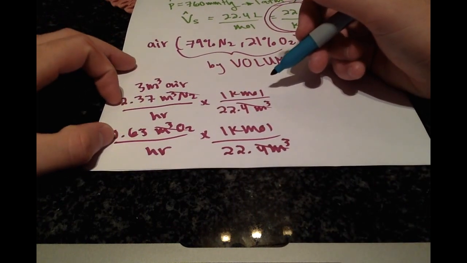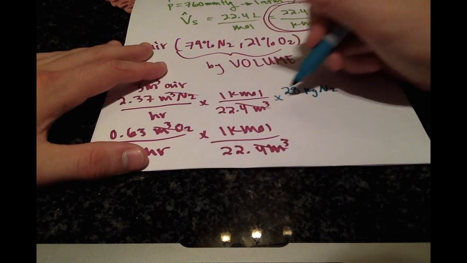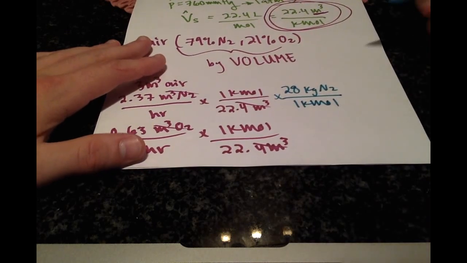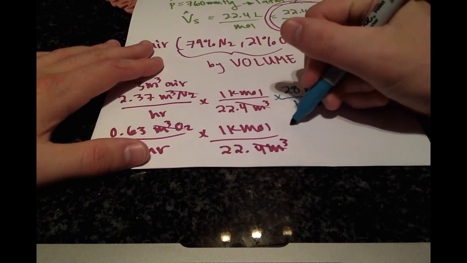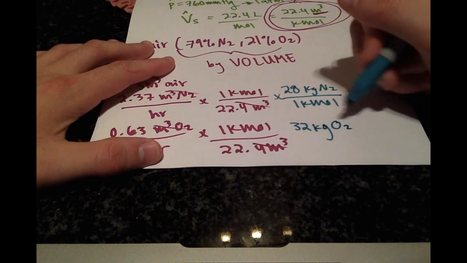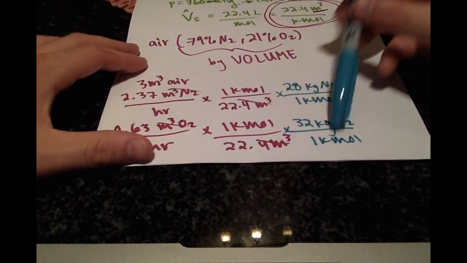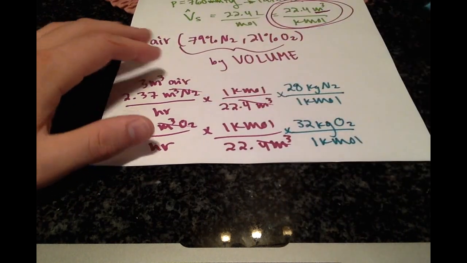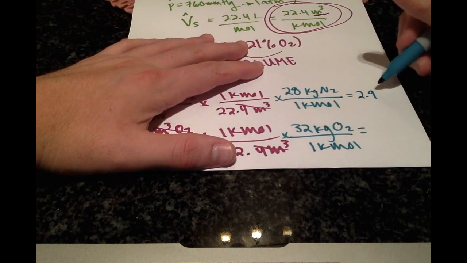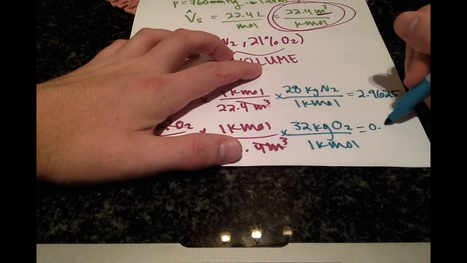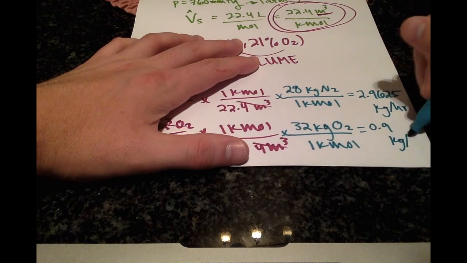Alright, so the reason we had to split this air up is this step right here. The molar mass of N2 is 28 kilograms per 1 kilomole, and for oxygen it's 32 kilograms of O2 per 1 kilomole. So I put this in a different color because this is the point of difference. This is where they are separate from each other. So what do we get? We get 2.9625 and we get 0.9. And the units of each of these is kilograms per hour.